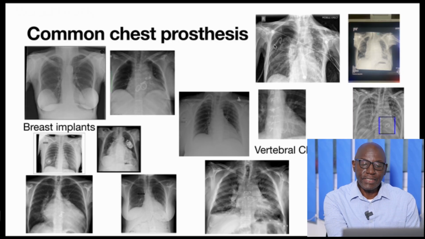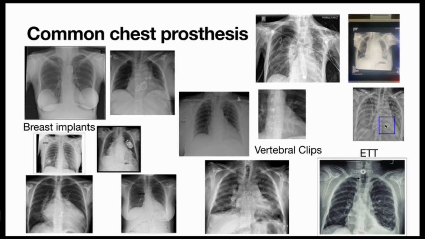The drains, sometimes the doctors may refer patients to locate the drains, and of course the ECG leads, and so on and so forth. The endotracheal tube is also something we look out for, and of course the vertebral clips. So much for the quality and the prosthesis.